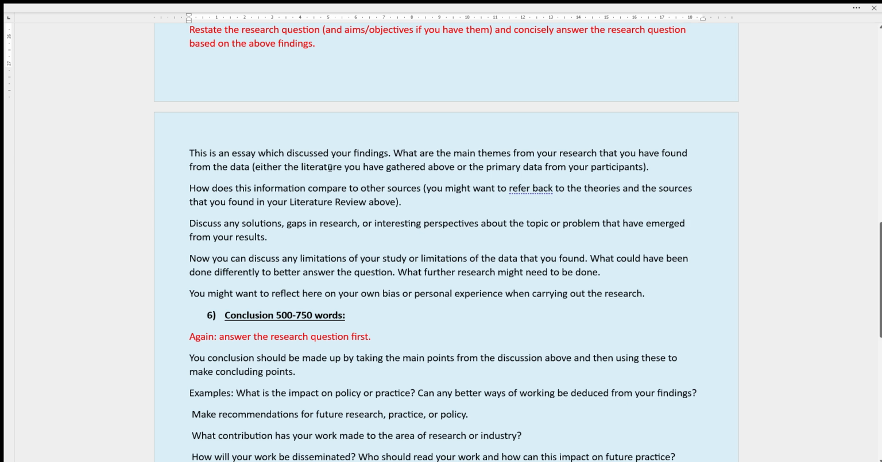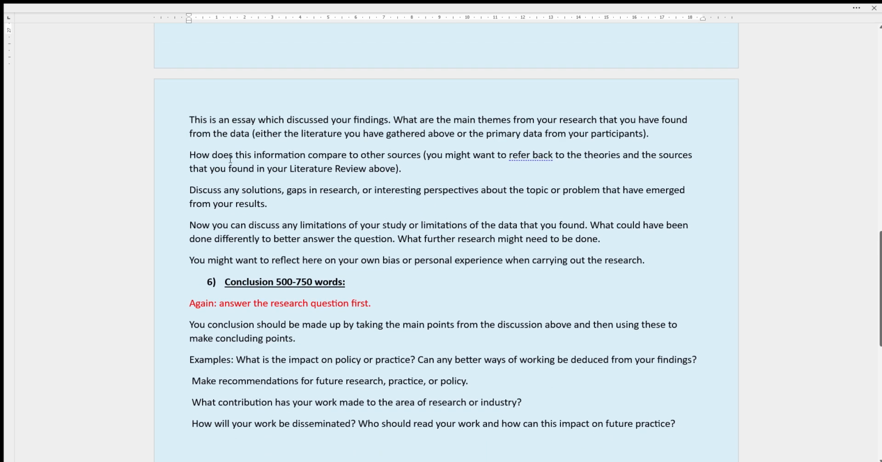Then you're going to start discussing those findings. What are these themes? Discuss them. Give some examples from them. What do they mean? How do they inform? How do they answer your question? And then you might want to think about how this information compares to the other sources. Some of these other sources you might have found back in the literature review. So look back at the theories and other sources, journal articles, things you found in the literature review.